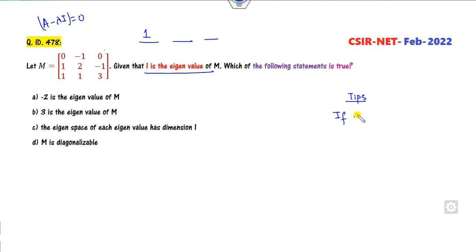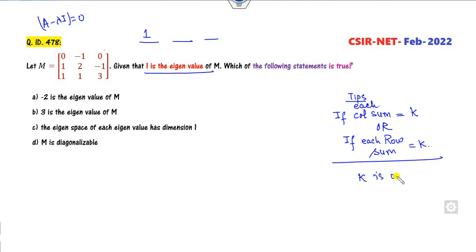What is the tip for you? If each column sum is k, or if each row sum is k, then k is one of the eigenvalues. Look at that. If I take this row, it's minus 1. It's not the same. Look at the column-wise. It's 2. Column-wise 2. Column-wise 2. Each has the same. So one of the eigenvalues is 2.